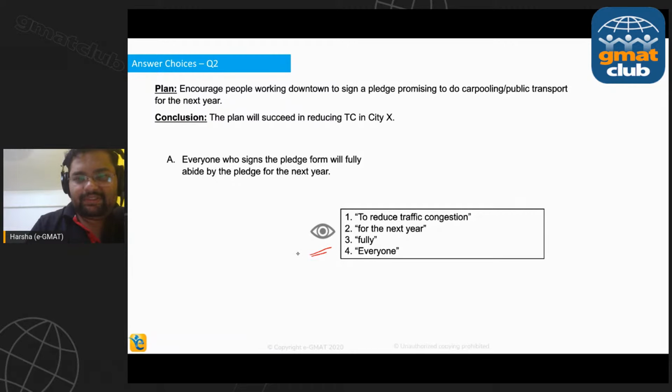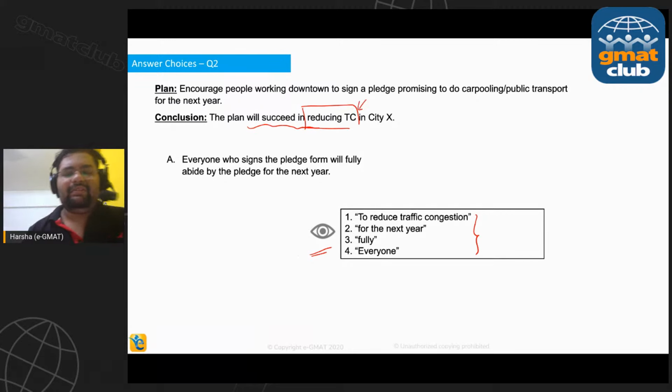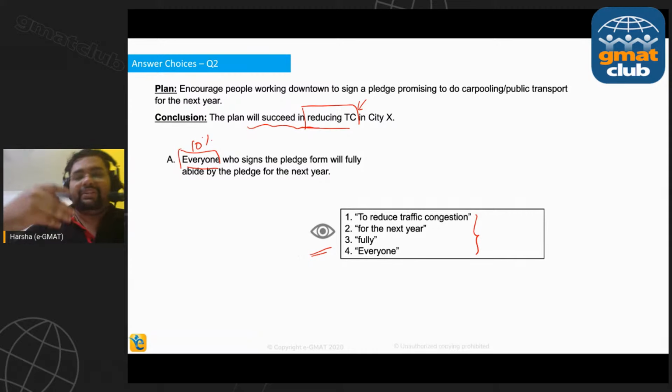So when you see this, it means these are things that if you visualize, you'll be able to approach this answer choice easier. So think, the conclusion is about the plan succeeding in reducing traffic congestion. And we understood traffic congestion can reduce by peanuts. That's also a success. It doesn't have to reduce by some 70-80%. In that case, does everyone who signed the pledge have to abide by the pledge? The answer is no. What if only 10% of people who sign the pledge abide by the pledge?